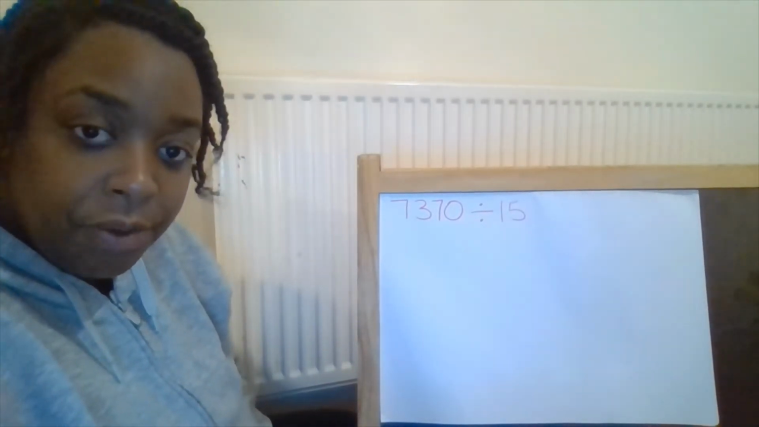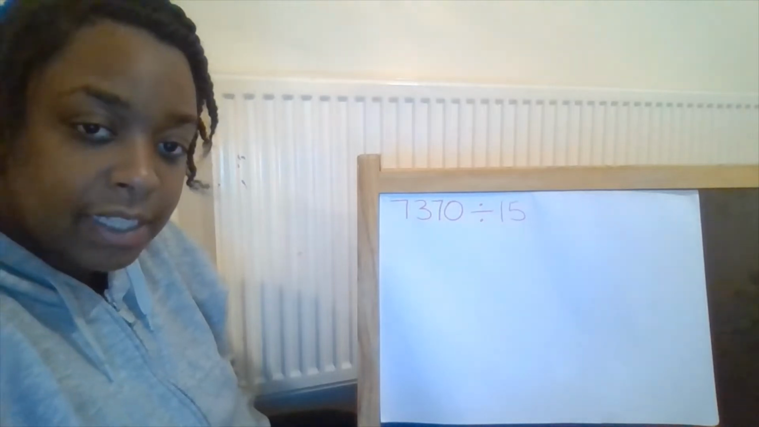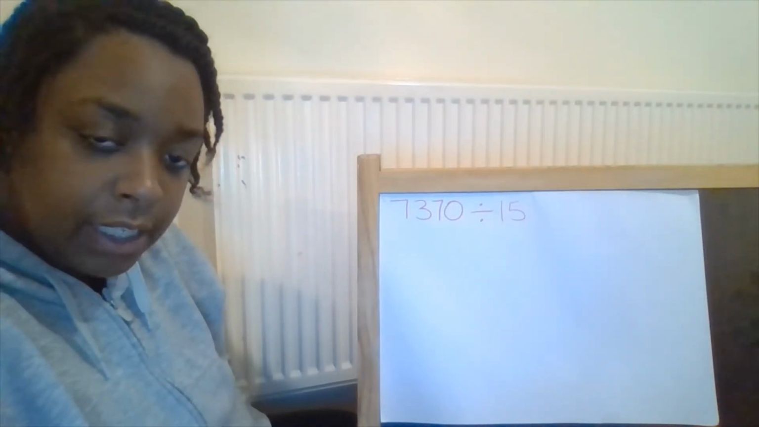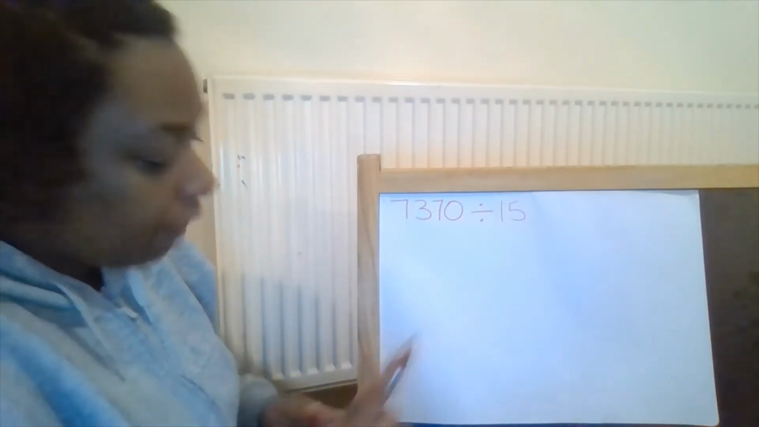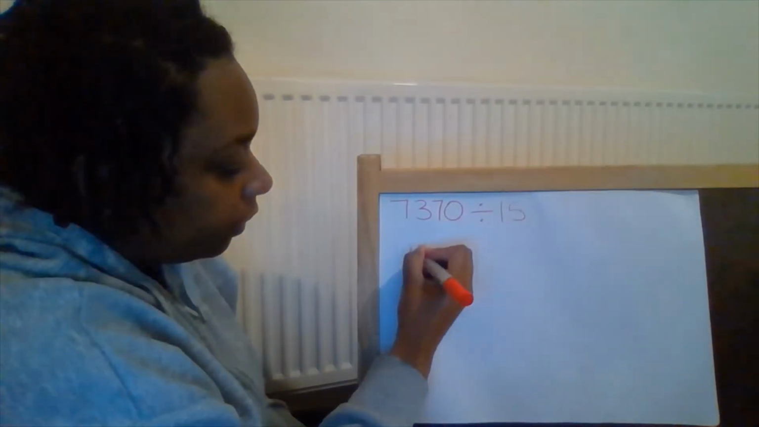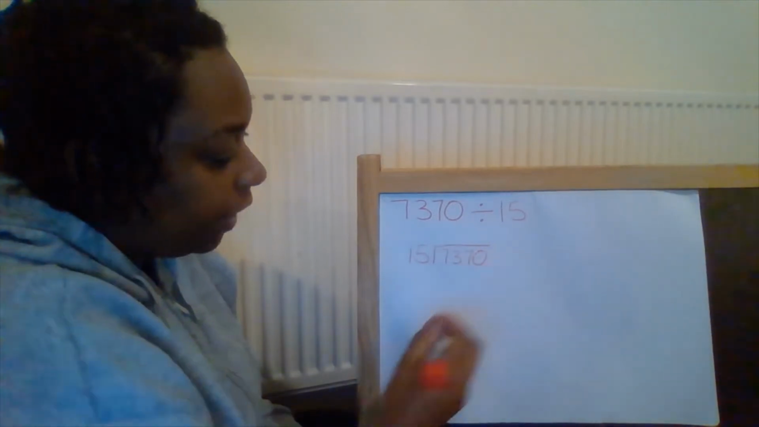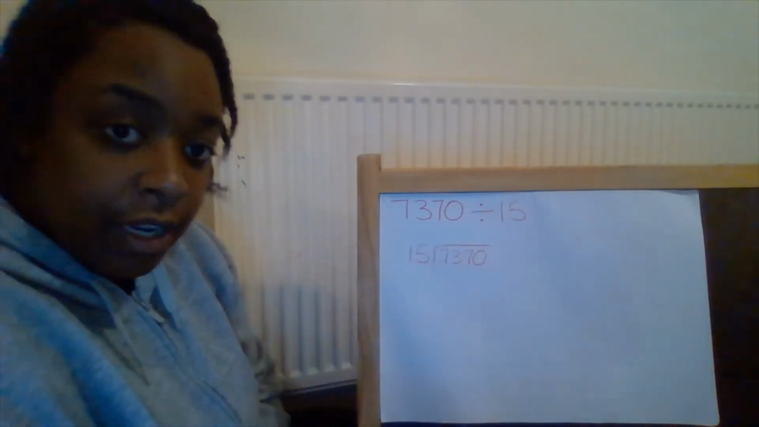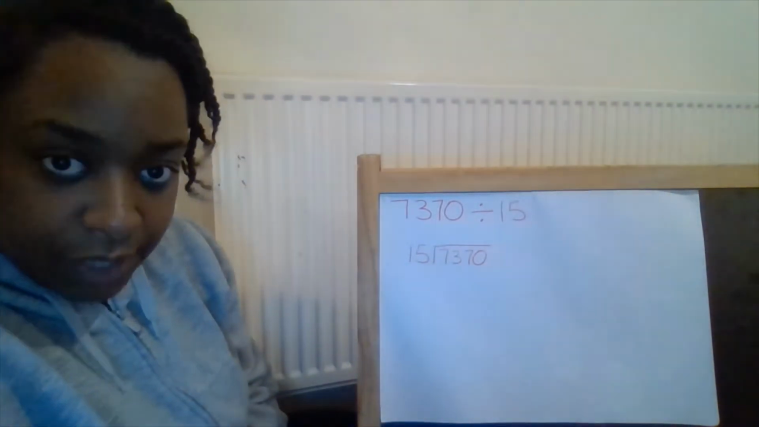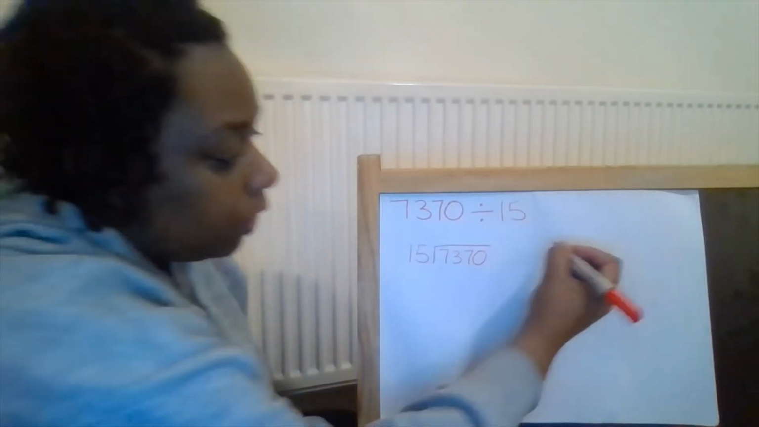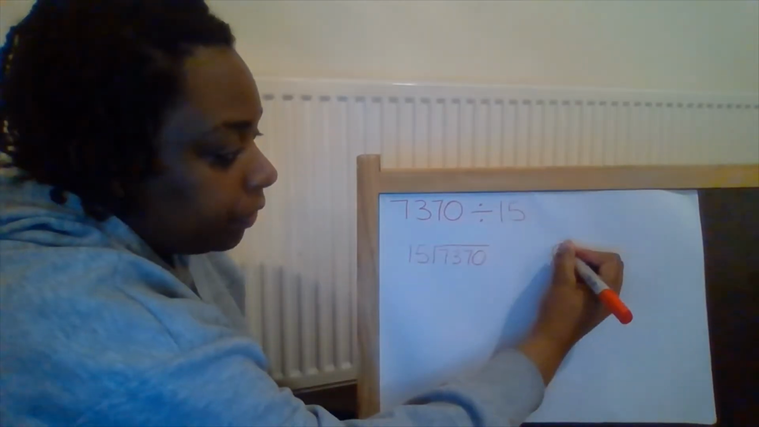Okay, so now we're going to look at another question, but this time it's going to have a remainder, and let's see how we deal with that now. So we're going to write out the question just as we did before. So our 15 goes on the outside, the number we're dividing into on the inside. And we're going to need to work out some multiples of 15.